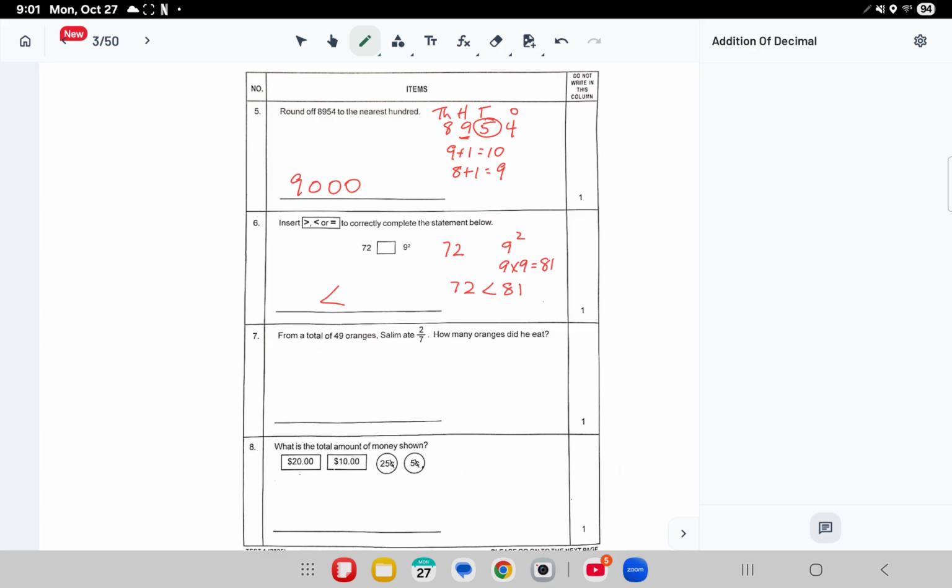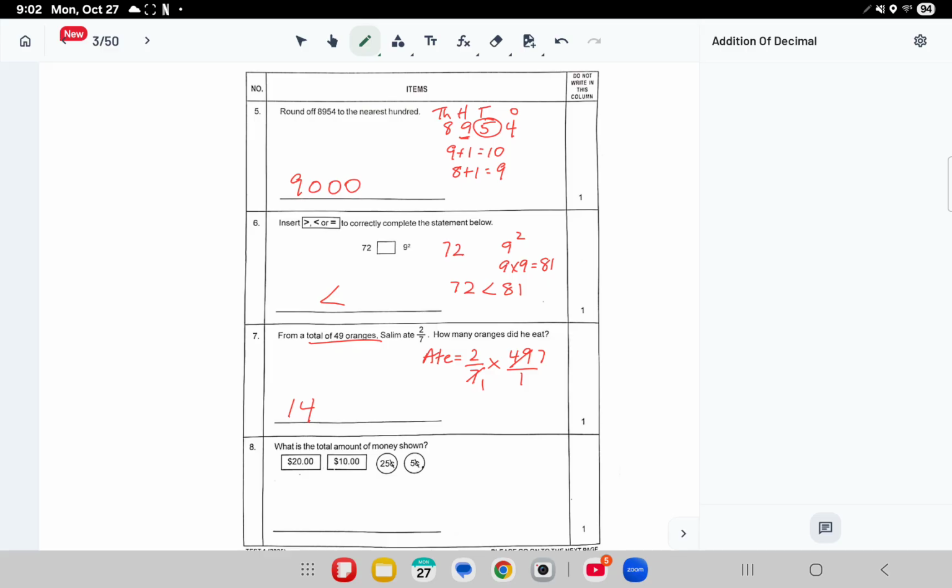From a total of 49 oranges, Salim ate 2 sevens. How many oranges did he eat? So to calculate the quantity that he ate, it will be 2 sevens of, meaning to multiply the total, which is 49 over 1. 7 could go into 7 one time, 7 could go into 49 7 times. 7 multiplied by 2 is 14. So he ate 14 oranges.